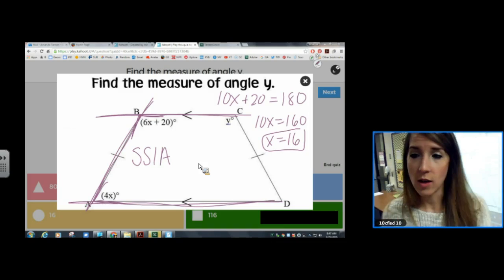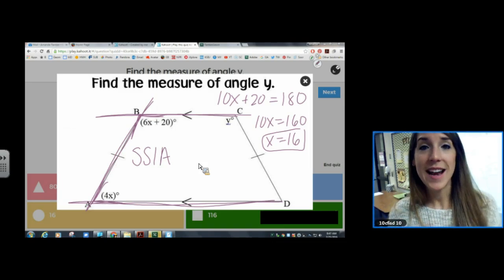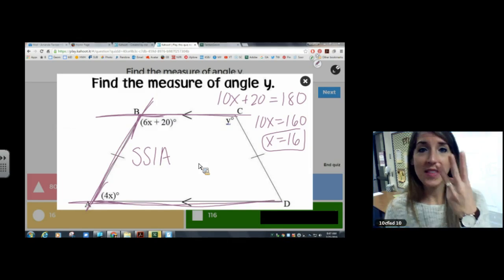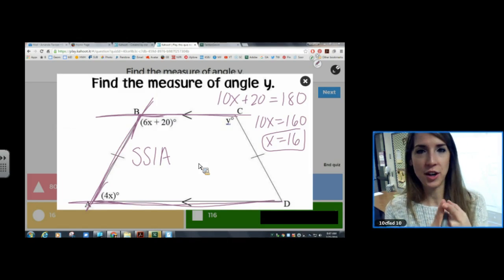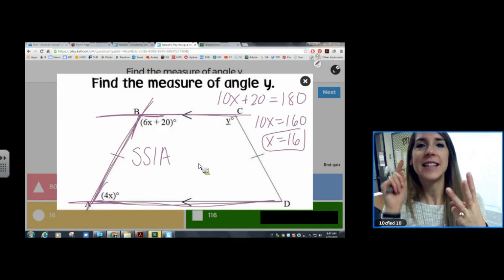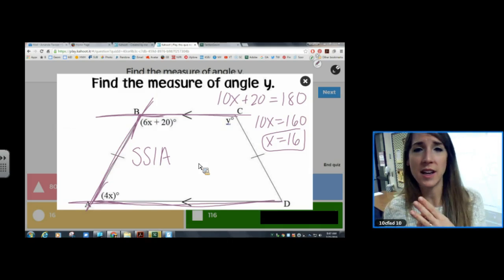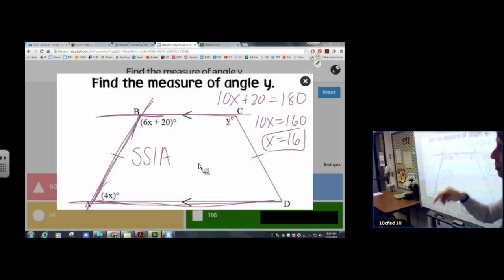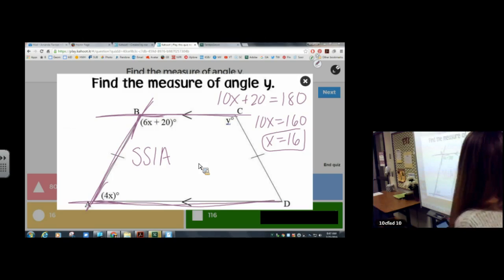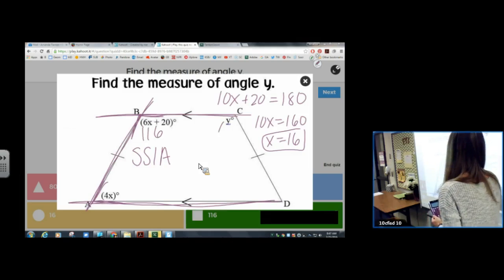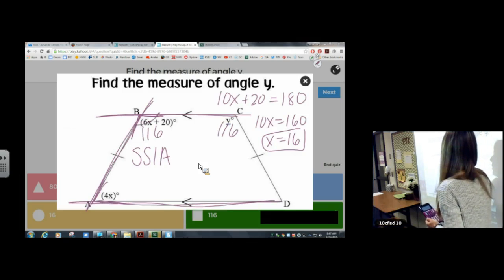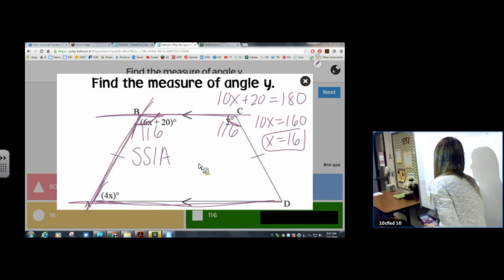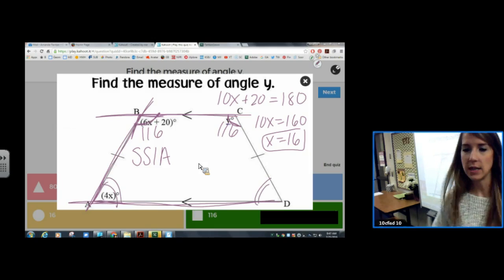Now it was asking for angle y. We know in an isosceles trapezoid, 3 things are congruent. Legs are congruent. Base angles are congruent. Diagonals are congruent. That's all you have to remember for isosceles trapezoid. Congruent, congruent, congruent. So therefore, if I plug this in, 6 times 16 plus 20, 116, we know that this is 116 because this one matches this one, and this one would match this one had we needed to find that one.